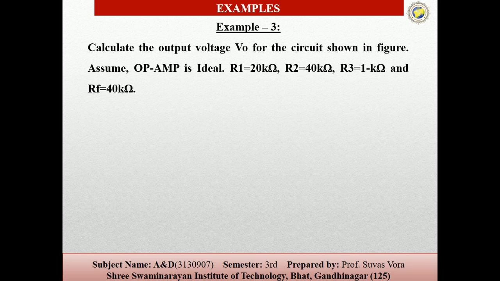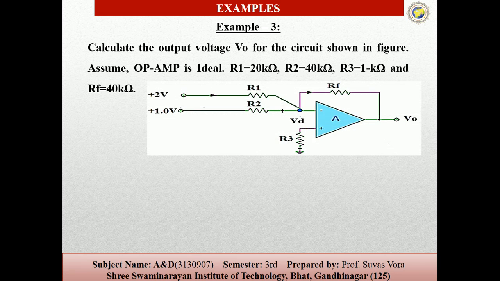One more example. This example is somewhat tricky. Calculate the output voltage V0 for the circuit shown in the figure. The op-amp is ideal. R1 is equal to 20 kilo ohms, R2 is equal to 40 kilo ohms, R3 is equal to 1 kilo ohm, and RF is equal to 40 kilo ohms. So we have to calculate V0.